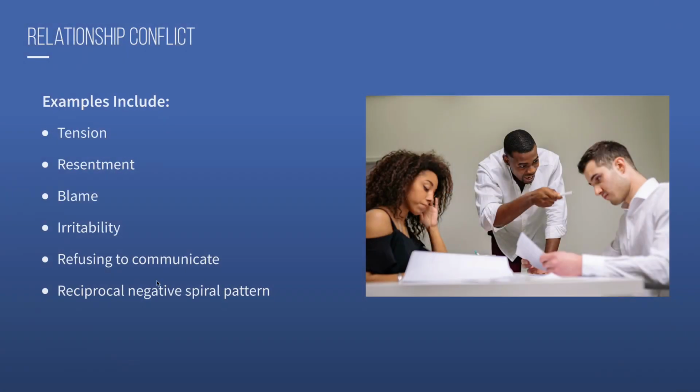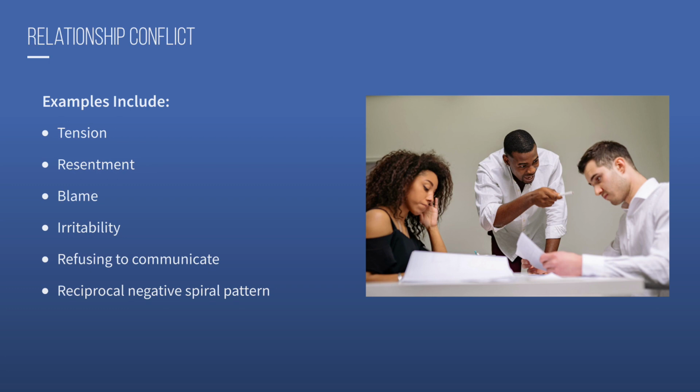What's on the screen there is that last point, the reciprocal negative spiral pattern. It's almost like the initial misunderstanding, or maybe a contextual factor has contributed to someone just being a little bit grumpier than normal. They haven't had much sleep, they're under the pump at work. And then when you deal with them and they're a little bit more terse, more abrupt, more rude, less sensitive than normal, it's easy for us to take that personally. And then unfortunately, we often respond in kind. So it's things like tension, resentment, blame, irritability.